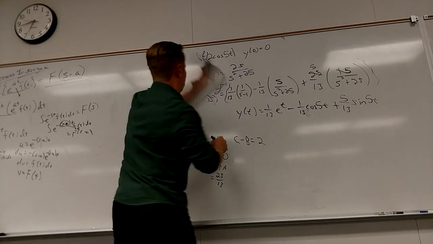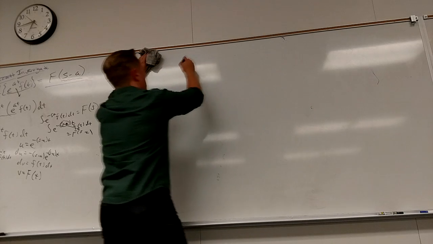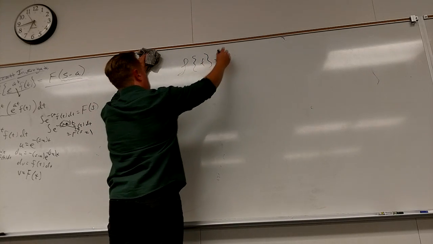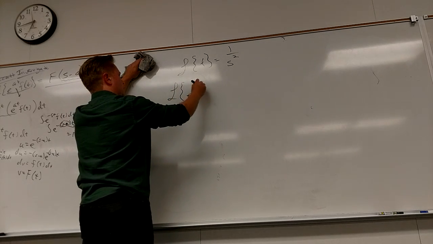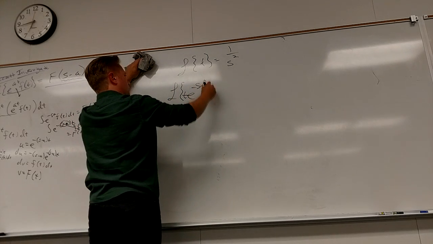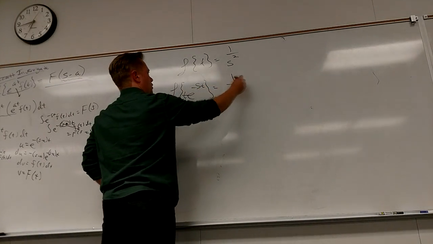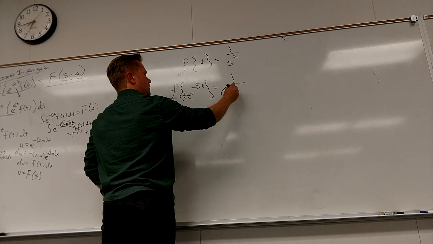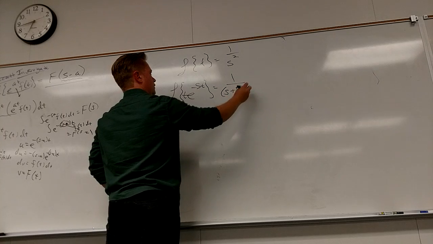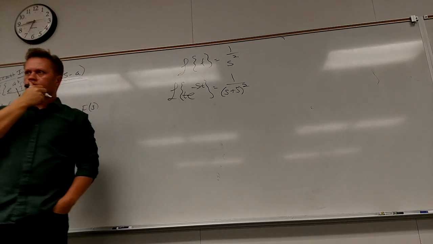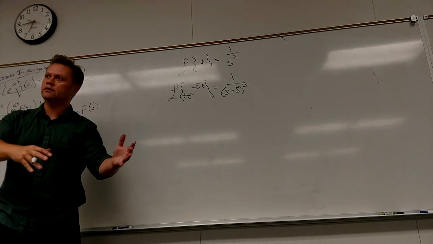So what that means is if I see something like, remind me, what is the Laplace transform of t, for example? Yeah, 1 over s squared. So the Laplace transform of e to the negative 5t times t is going to be 1 over s plus 5 squared. So it comes into play with inverse Laplace also, obviously.